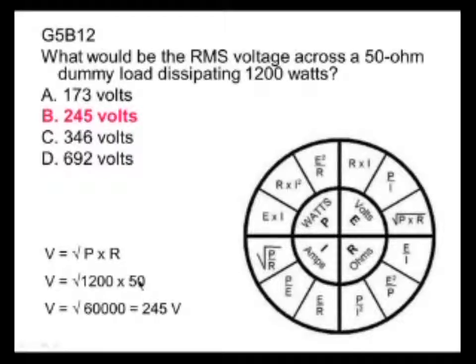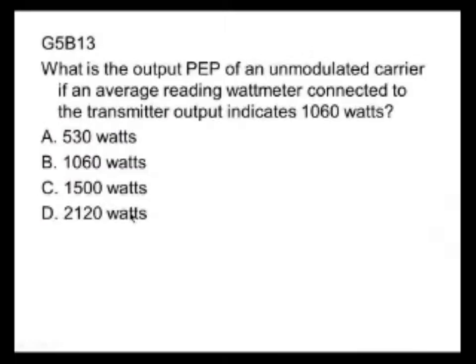We know the power is 1200 watts. We know the resistance is 50 ohms. We multiply the two of those. We take the square root of that, and it's 245 volts. Okay, and we have found this formula by looking over here in volts. And we see that volts is equal to the square root of the power times the resistance. So we took the power, we took the resistance, we multiplied them together, and we found the square root, 245 volts.